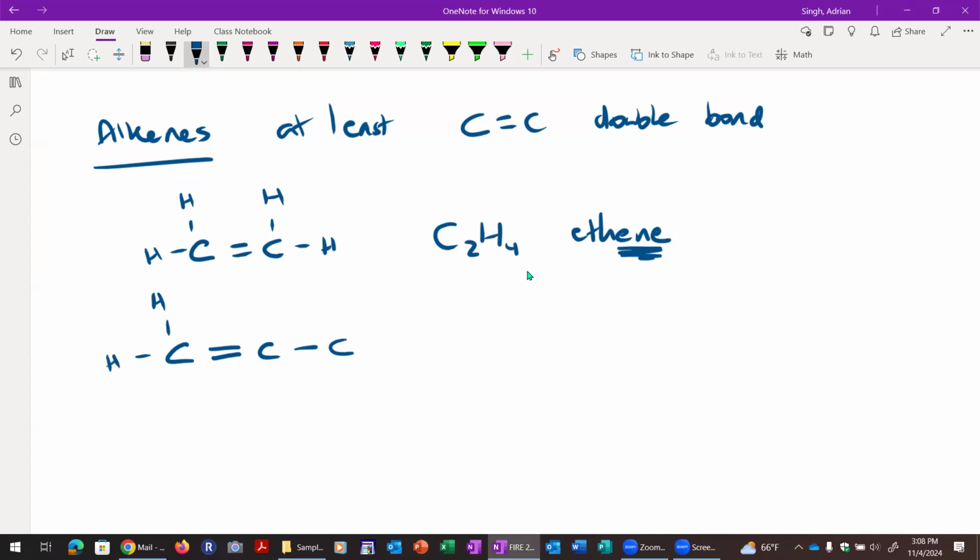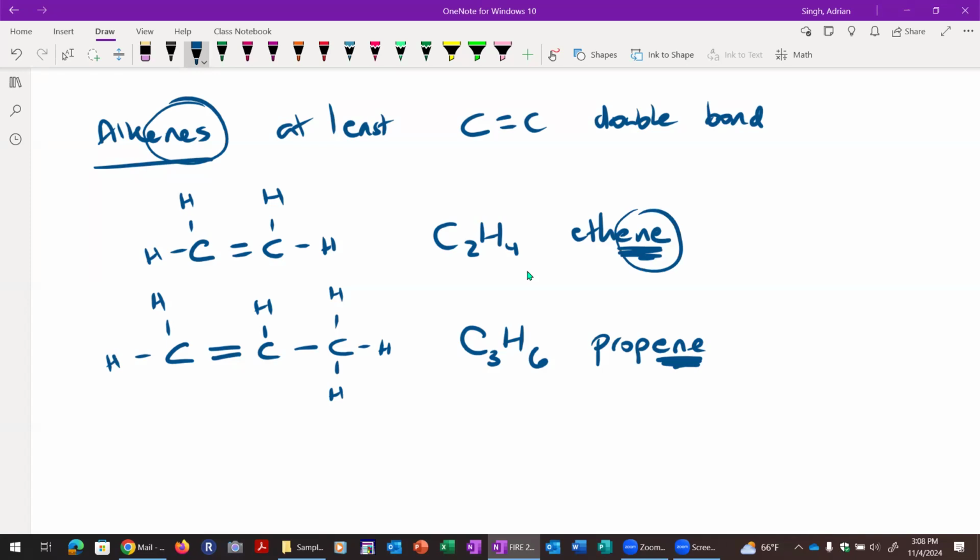This one in the middle has 1, 2, 3 lines, so it needs a 4th one to an H. The one on the end has 1 line to it, so it needs 3 more to the H's. So if I look at the molecular formula, I have 3 C's and 1, 2, 3, 4, 5, 6 hydrogens. This is a molecule called propene, and it has that E-N-E ending. Again, the ending kind of tells you what family it belongs to.